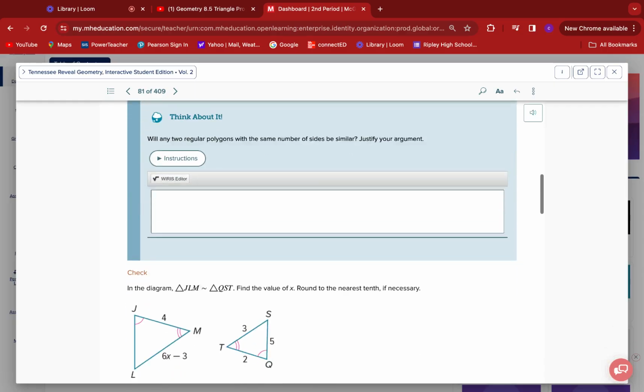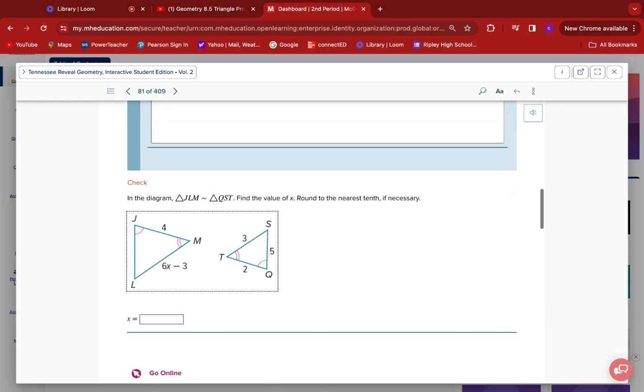Got to check at the bottom of the page. In the diagram, triangle JLM is similar to triangle QST. Remember, order matters. You're going to need that to set this problem up. Find the value of x. Round to the nearest tenth.